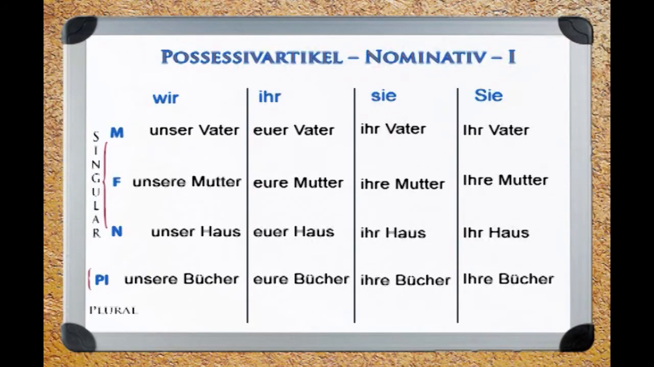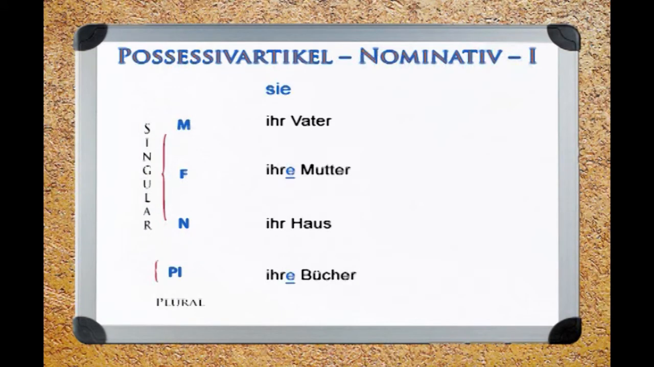Now, moving towards the pronouns sie and Sie, here you know the third person plural sie is written with small s, and likewise here the possessive article ihr, the i begins with a small i. So, we have here ihr Vater, ihre Mutter, ihr Haus, ihre Bücher, and as you know, if S is written in capital, here the I would also be in capital. So, for Sie, second person plural, we have Ihr Vater, Ihre Mutter, Ihr Haus, Ihre Bücher.